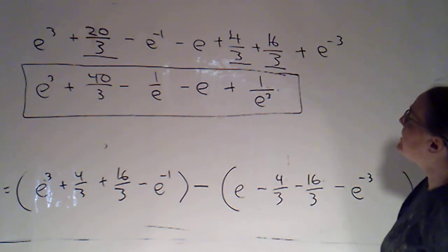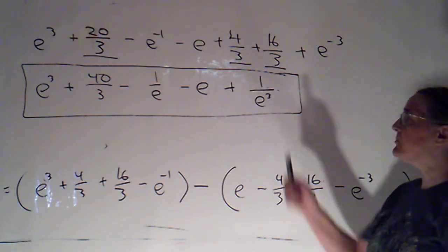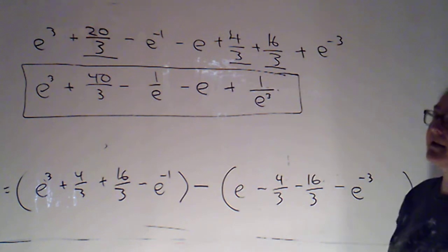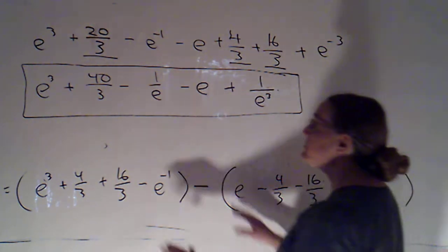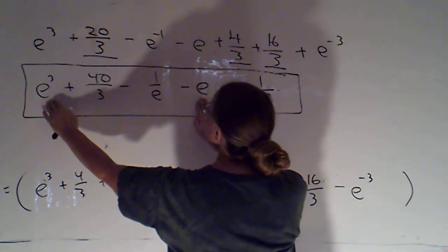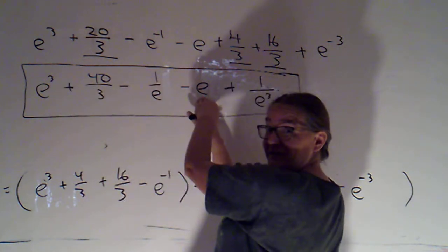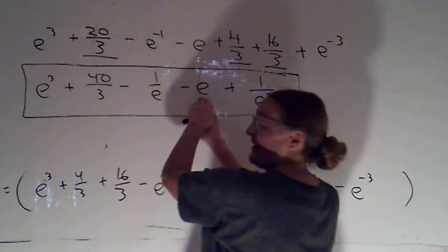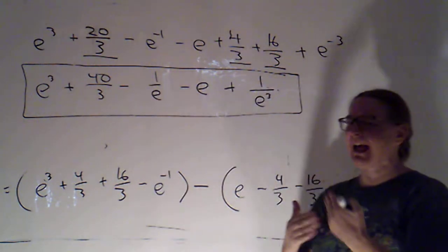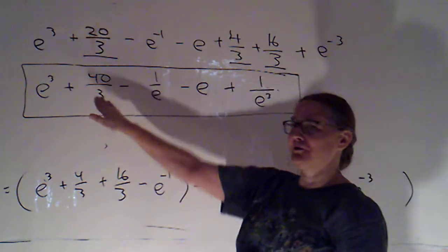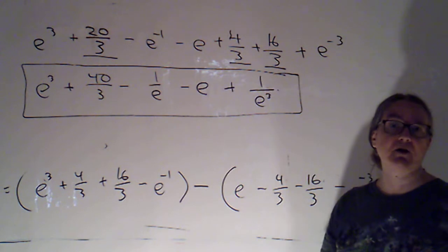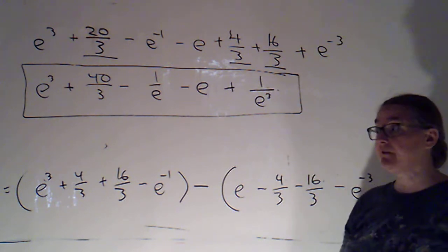Okay. What I do like to do, since we were finding a volume, is check that this should be positive. And I'm pretty convinced that it is. I do see these two terms are negative. However, e cubed is going to be a lot bigger than e. So this positive term will counterbalance this negative one. And 1 over e, that's between a half and a third. The 40 thirds is way bigger than that. So the positive parts are clearly bigger than the negative parts. That's good because I was calculating volume.